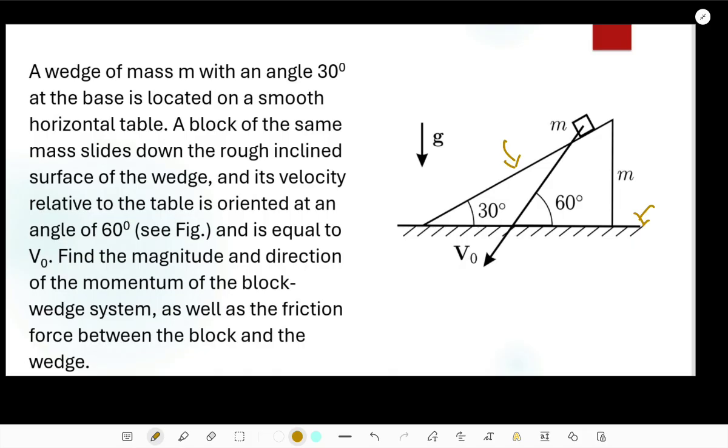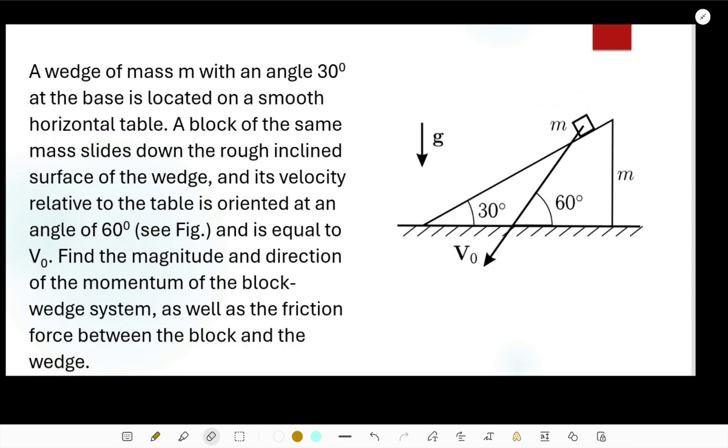I would like to do the friction first, but no, I need to find out the magnitude and direction of the momentum of the block wedge system first. So what can be done about it? To find the momentum of the block and wedge system, I need to find the velocities. Velocity of the block is given, so my task is left to find the velocity of the wedge. And how can I do this?